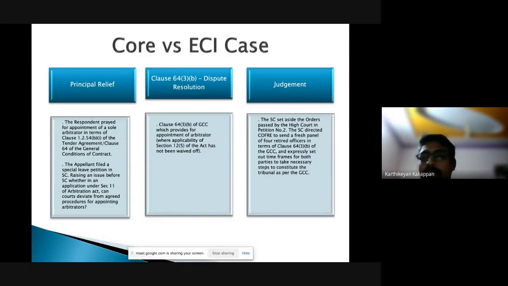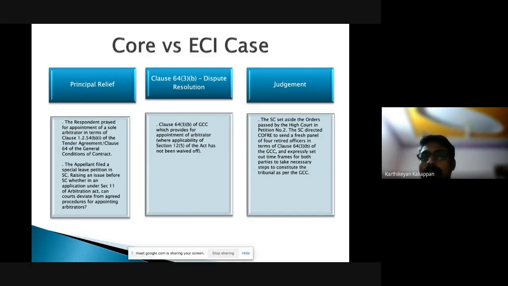After this, the High Court rejected the argument of the railway, which is the appellant, and proceeded to appoint a retired judge of a High Court as the sole arbitrator. So the High Court completely rejected the railway's plan as well as the ECI's, and then appointed a separate arbitrator who is a retired judge.